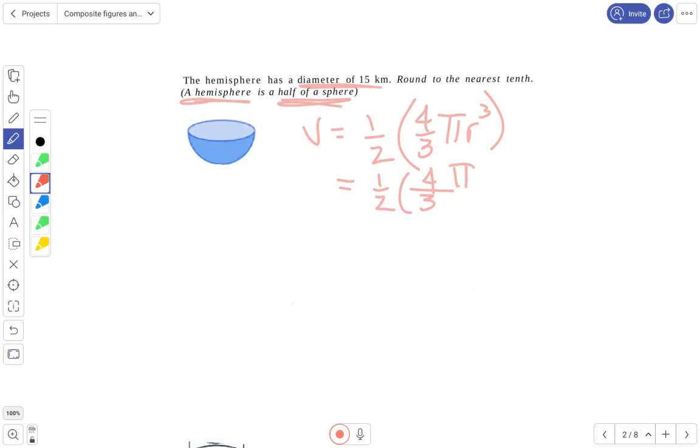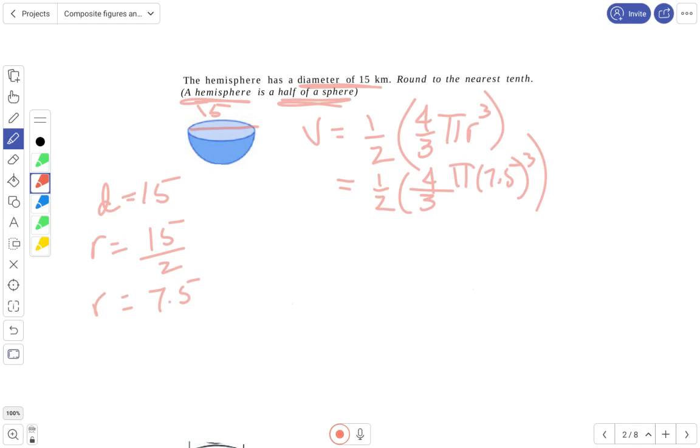Now, this tells me my diameter is 15. If I know my diameter is 15, I can find my radius by dividing that by 2. So 15 divided by 2, my radius is then going to be 7.5. So I am going to plug in 7.5, and I'm going to cube that. All right, and this one, it says to round to the nearest tenth.